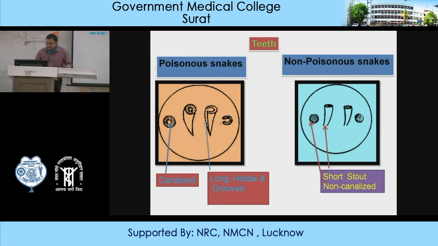One is canalized, and the second one is grooved: long, hollow, and grooved like a hypodermic needle. So in canalized, the opening runs throughout the fang, while in grooved, one side of the fang is open. Non-poisonous snake teeth are short, stout, and non-canalized.